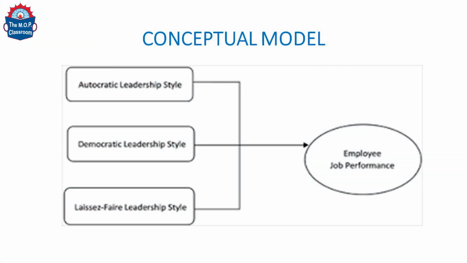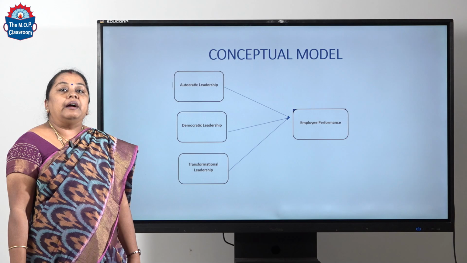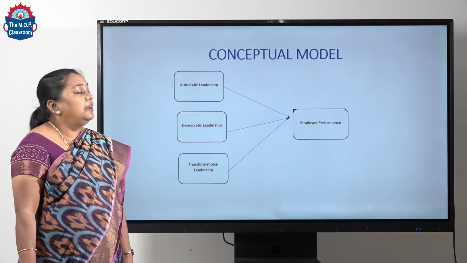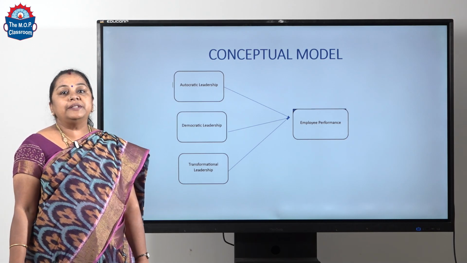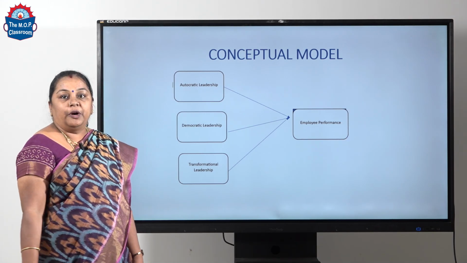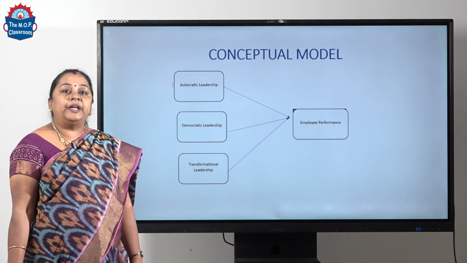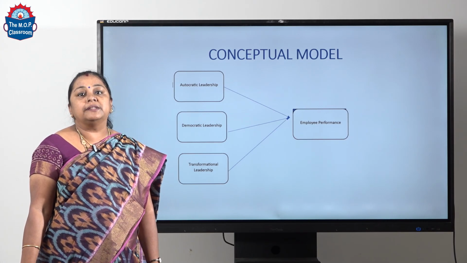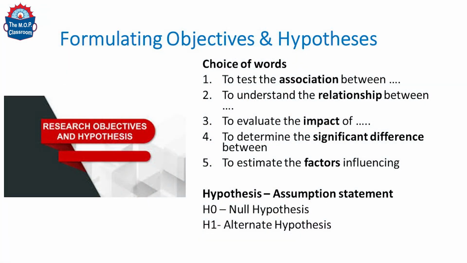I have also mentioned the conceptual model here. Once you have decided on the topic, you will have to understand in a diagrammatic format how you are going to go about your research. This is an example of the influence of leadership style on employee performance. As you all know, there are various types of leaders, and how they influence employee performance is a part of this study. The next step after the conceptual framework is to frame the objectives and hypothesis.